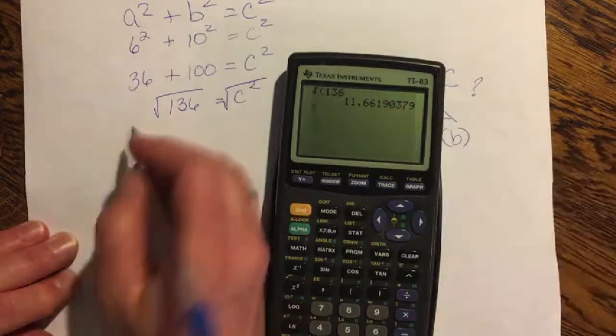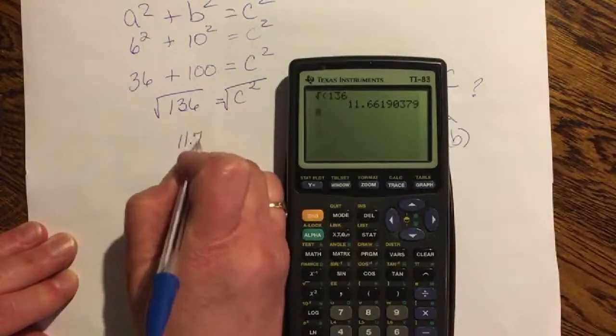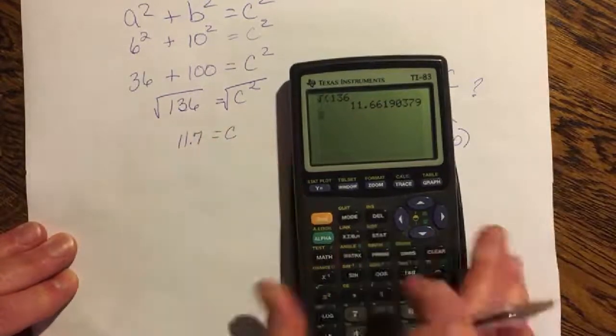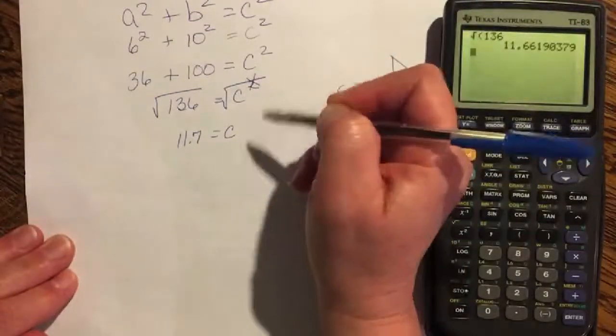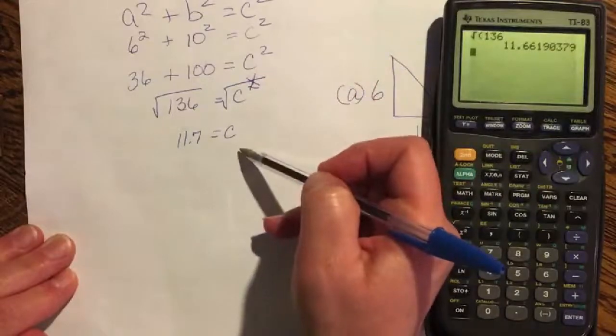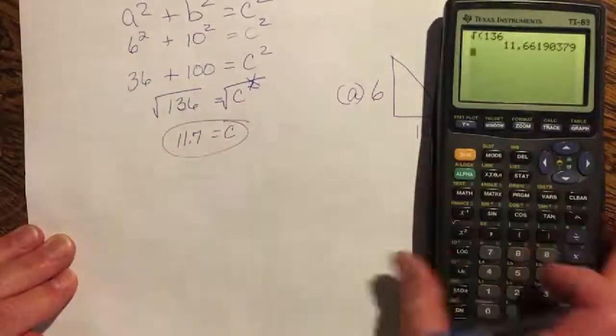So my answer here should be 11.7 equals C. Because remember, the square root will cancel the square, and I only have the C left. So my answer would be 11.7.